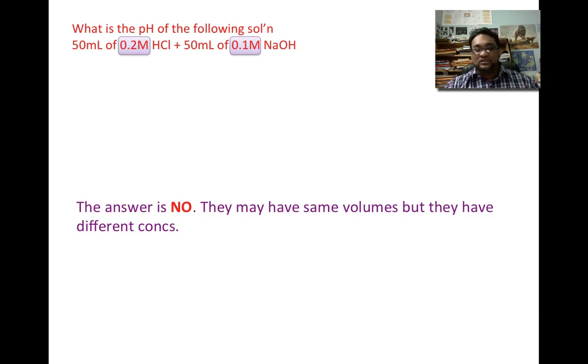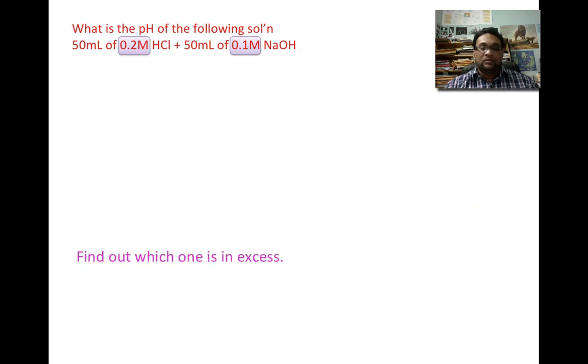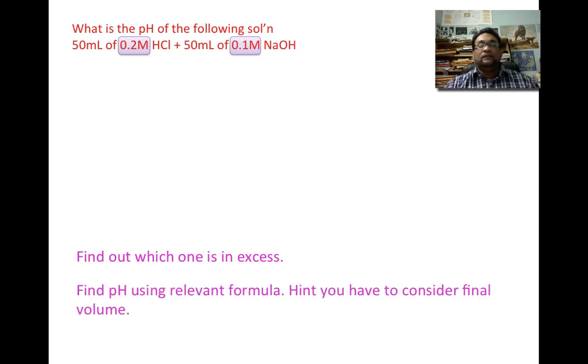Because their concentrations are different, they're going to have different numbers of moles of H plus and different numbers of moles of OH minus. So the pH will not be 7. Alright, so there are some questions you need to ask yourself. You need to find out which one is in excess. Find the pH using the relevant formula.